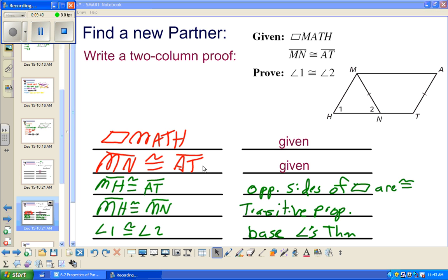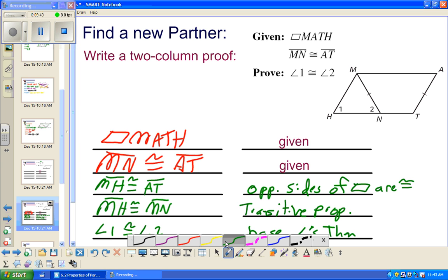So here's the proof that I wrote down. I wrote the two givens down first, of course. And then from there, I know that MH is congruent to AT, since opposite sides of a parallelogram are congruent. And I already knew that MN was congruent to AT, so since both MN and MH are congruent to AT, MN and MH are congruent to each other. So since those two are congruent, the base angles theorem tells me if two sides of a triangle are congruent, then so are those base angles, because that's an isosceles triangle. Then my proof is done.